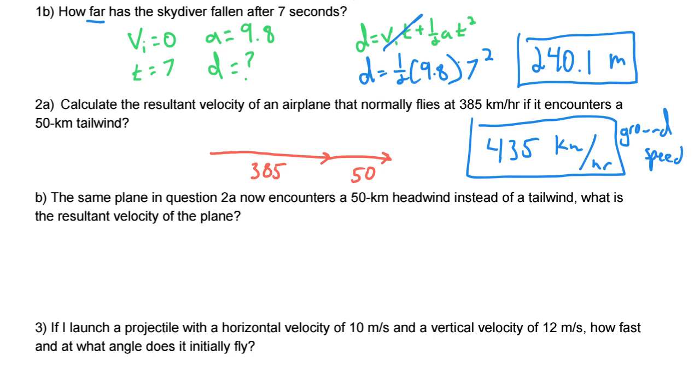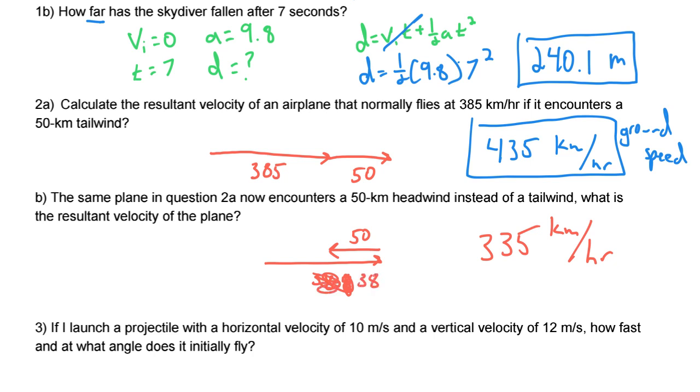All right, the same plane in question 2A now encounters a 50 kilometer per hour headwind instead of a tailwind. So it's going 385, but now the wind is pushing it back 50, so we subtract. 385 minus 50 equals 335 kilometers per hour. And that's our ground speed again.